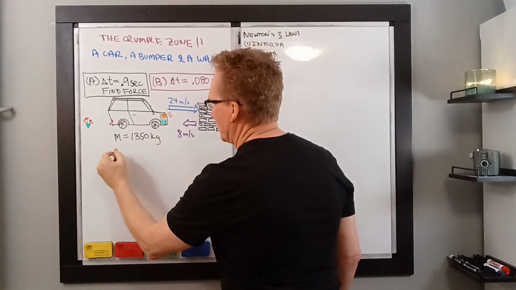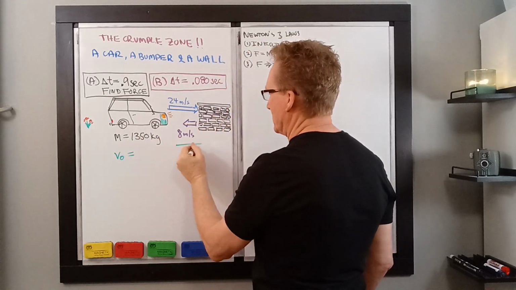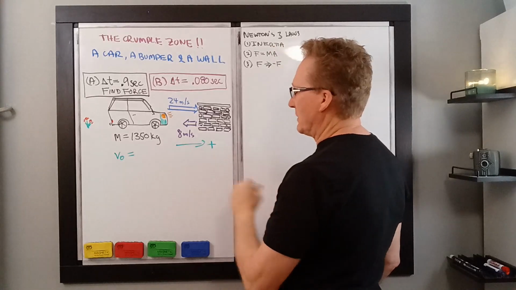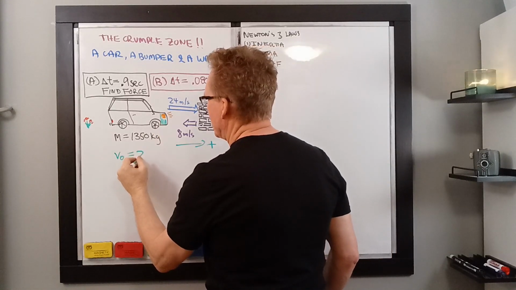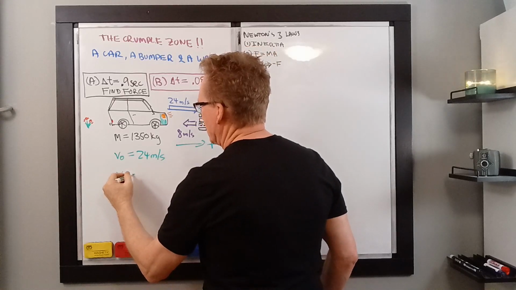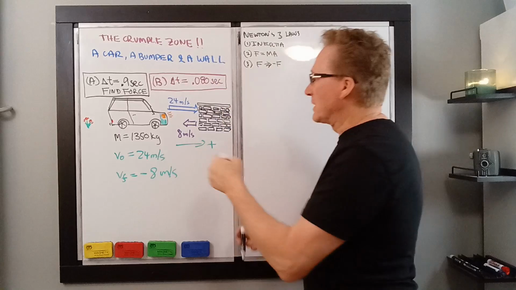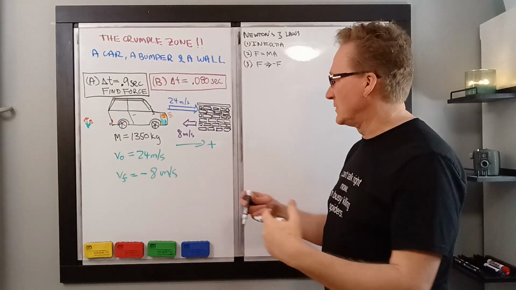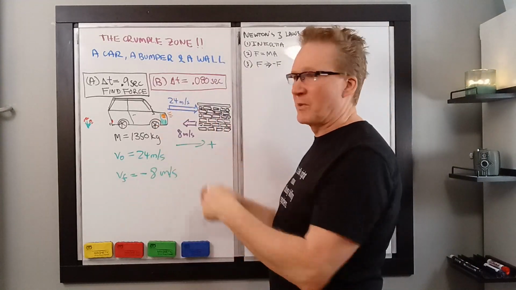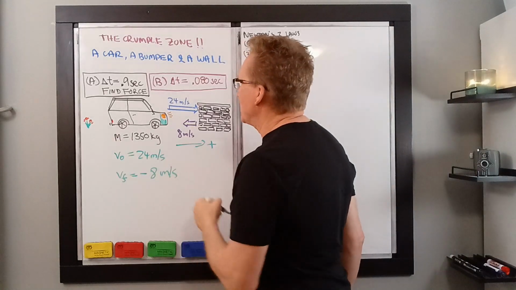And then we have the initial velocity, which is going in this direction. We're going to count that direction as positive, so that's going to be positive 24 meters per second. And then we have the final velocity, which is what? It's negative 8 meters per second. Because we always want to create a direction that's positive. Usually you go to the right and up is positive, but whatever is convenient for your problem. So these are the 3 things that we have here.